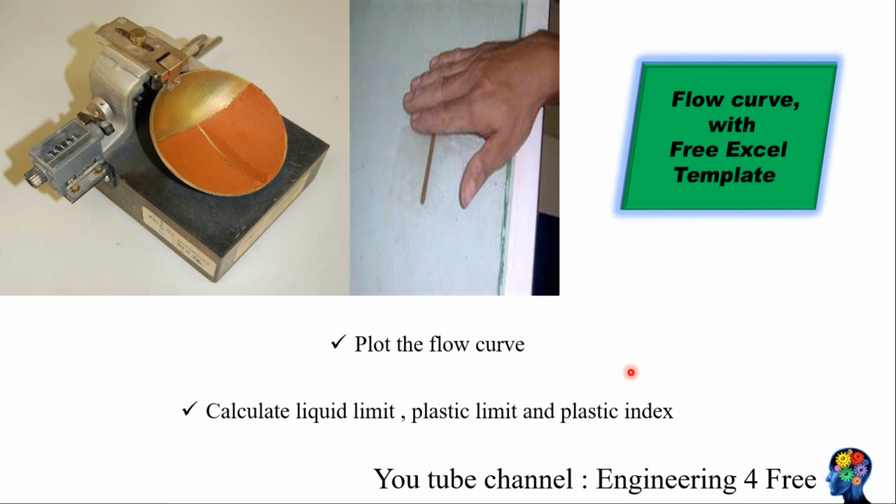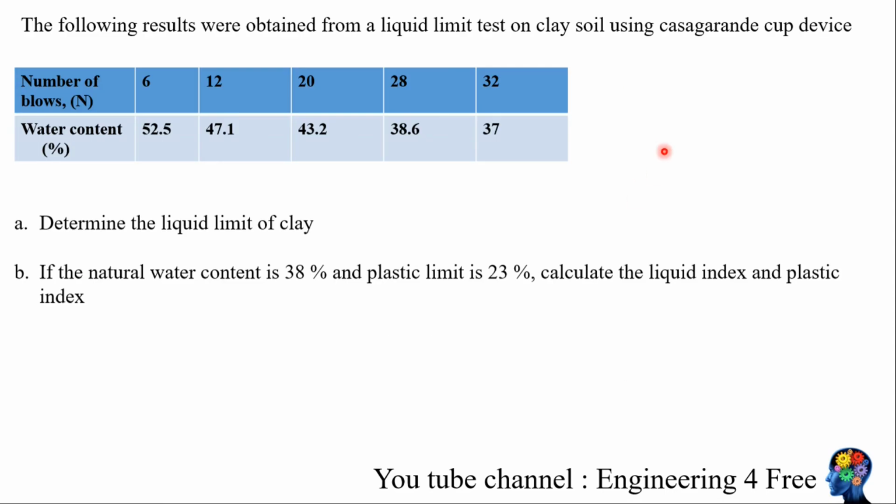A test was conducted on a clay soil using Casagrande's apparatus. We are required to determine the liquid limit of the clay, determine the plasticity index, and calculate the liquidity index of the soil. From this investigation, we have the natural water content of the soil and the plastic limit. Notice that as the water content is reduced from 52.5 to 37, we need more blows. So the number of blows increases with a reduction in water content.